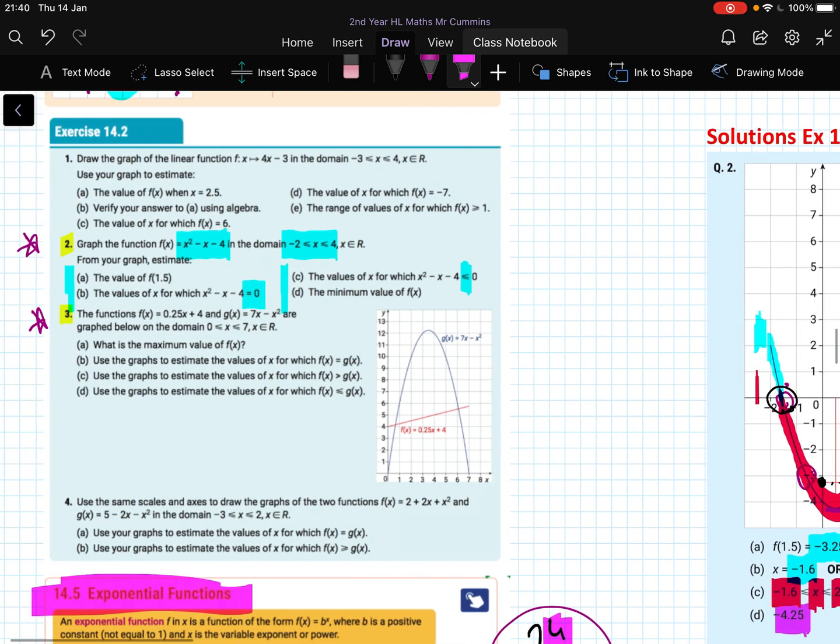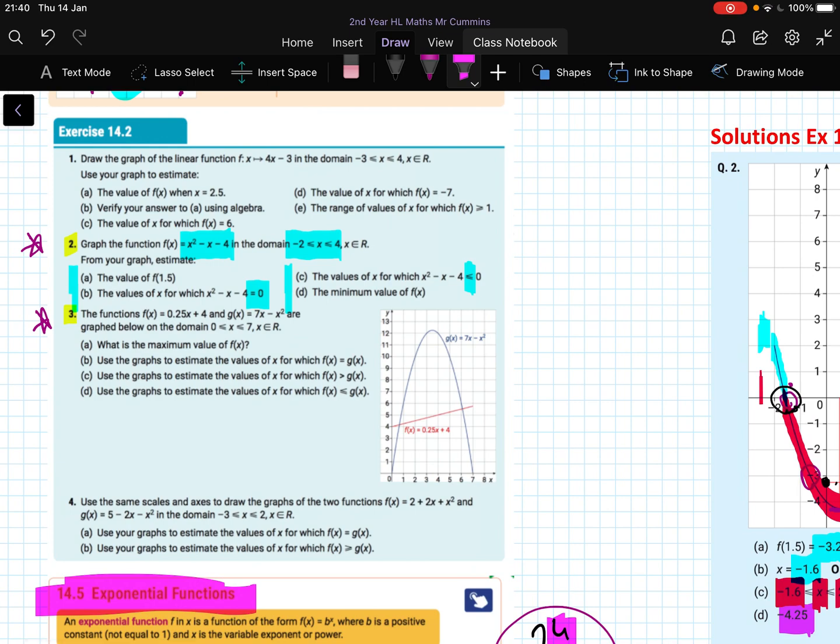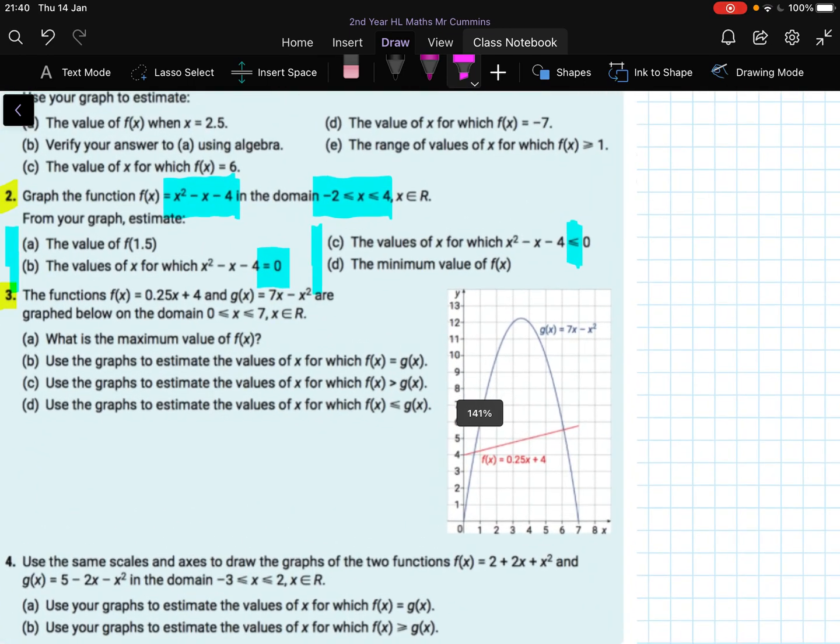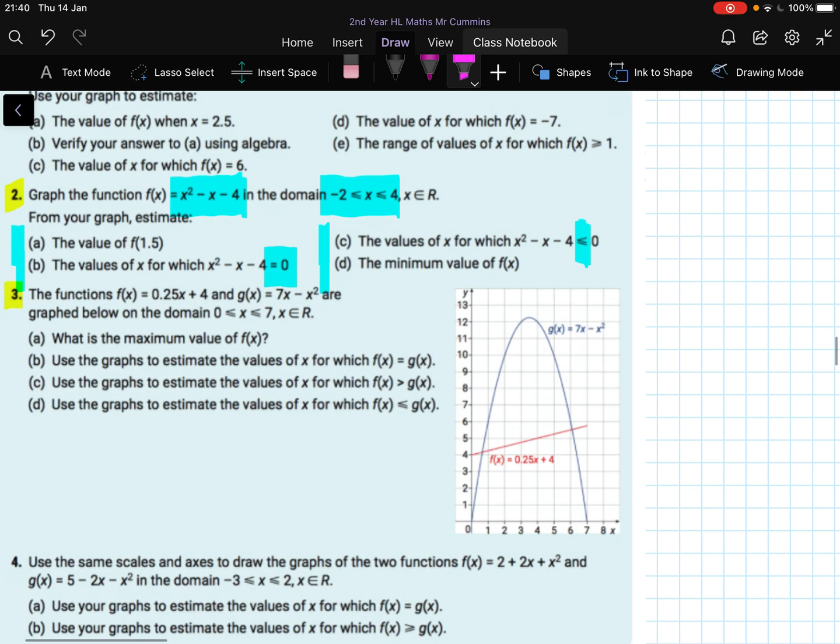Okay. The next question then, they actually give us a graph. So question 3, they give us a graph. And they say the function f of x is 0.25x plus 4, and g of x is 7x minus x squared, and they're graphed in the domain. We're not too worried about that now because they've already drawn the functions for us. g of x is this nice quadratic curve, and f of x is this straight line, so f of x is a linear function.